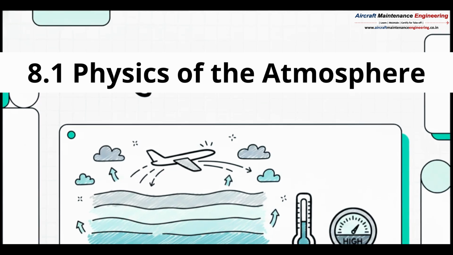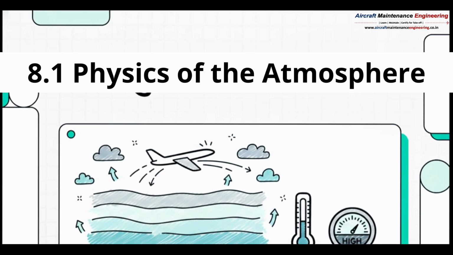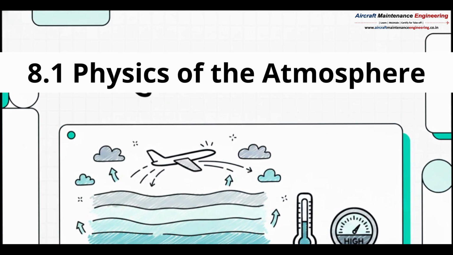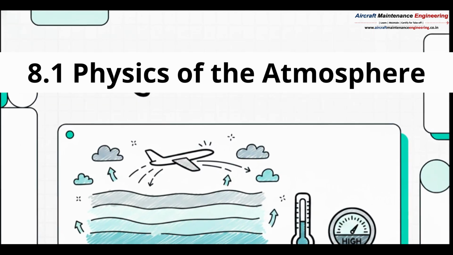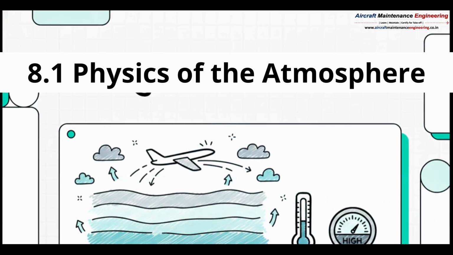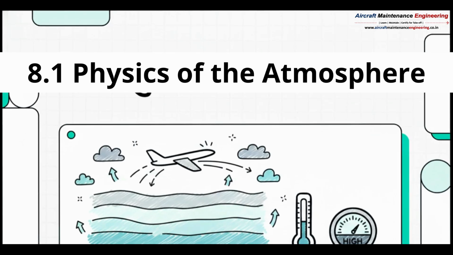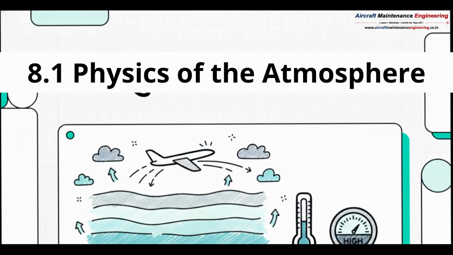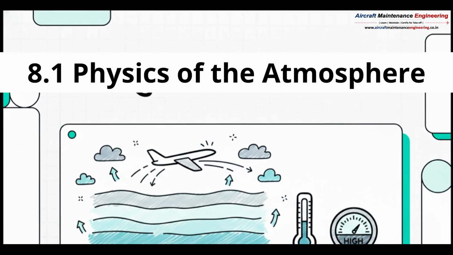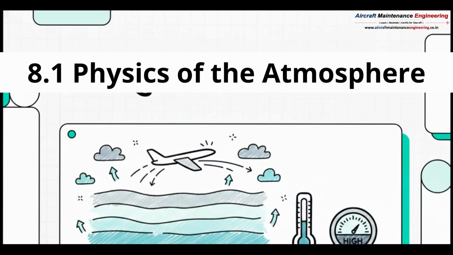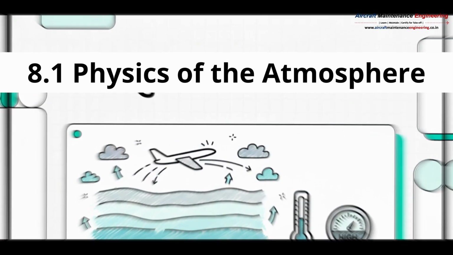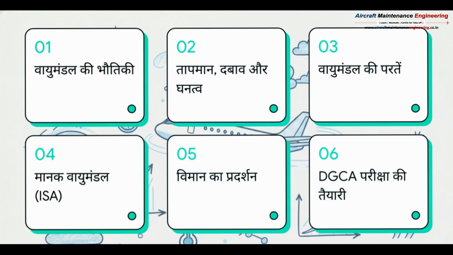Welcome future aircraft maintenance engineers to this complete masterclass on DGCA CAR-66 Module 8. Today's session dives straight into a super crucial chapter, the physics of the atmosphere. In this explainer, we are going to decode the absolute fundamental principles of basic aerodynamics and atmospheric physics. These are the exact concepts needed to crack the DGCA examinations and build a rock-solid foundation in aviation maintenance. So let's get started. Here is the roadmap for today.